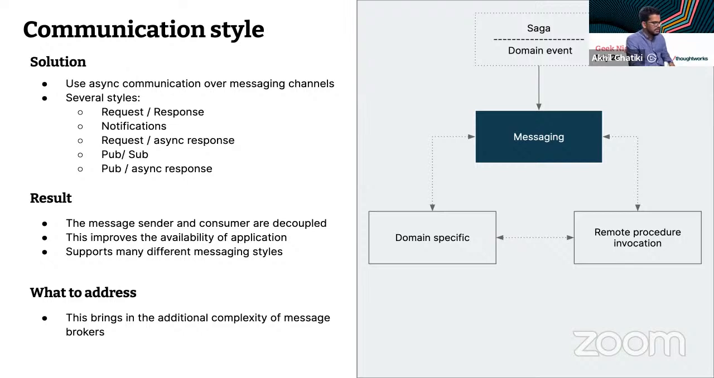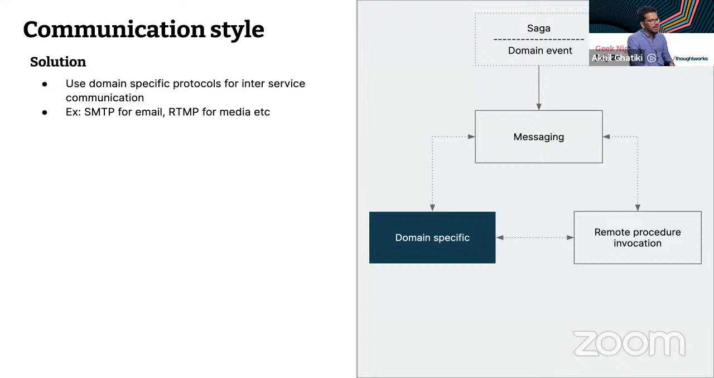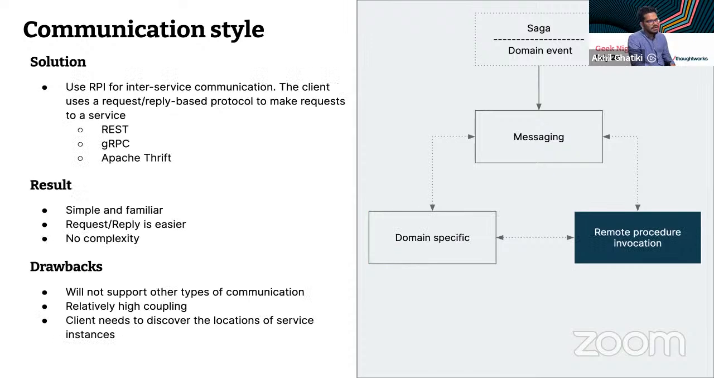Again, you need to take care about the complexity this brings along with the message brokers that you're going to implement. And then you can go ahead with domain-specific communications, where you can have SMTP protocols for emails and RTMP for real-time media processing if you're streaming data and media. And remote procedure invocations you can have, where you can use REST, gRPC, or Thrift or anything.